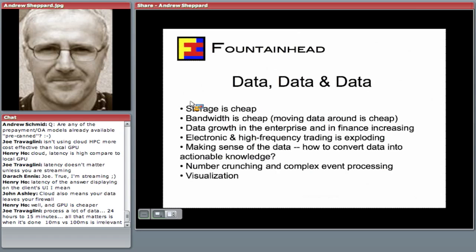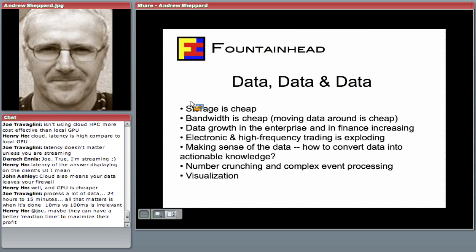Again, extending the real estate metaphor, the next most important thing to know about GPUs is data, data, and data. Storage is cheap. Bandwidth and moving data around is cheap. Data growth in the enterprise is just growing by leaps and bounds. In financial markets, it's even worse, I think, in terms of the sheer amount of data that's floating around. Electronic and high-frequency trading is exploding. On some exchanges now, more than 60% of all trades are purely electronic, and the volume grows dramatically.